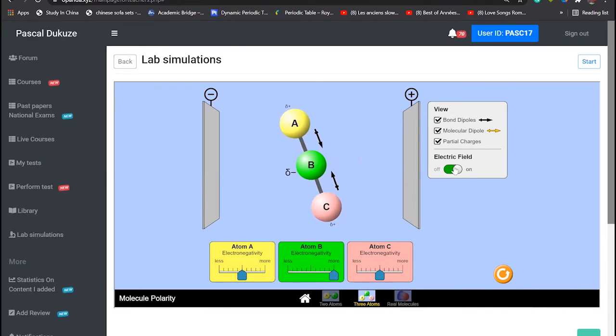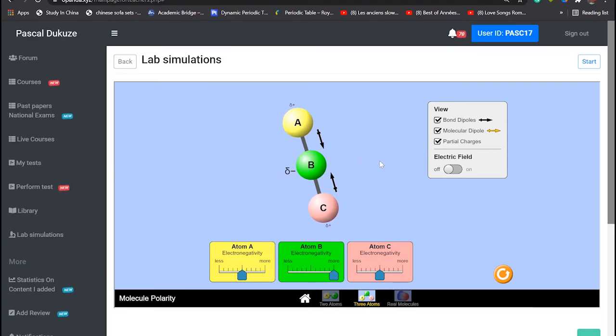Okay? Now let's have a look at what happens when we decrease this one and increase the electronegativity of this atom, atom A. What happens? Okay.